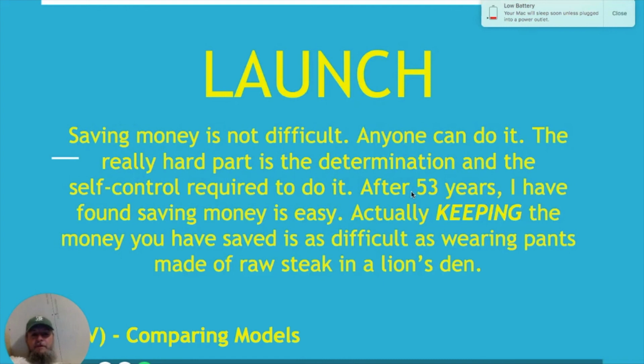All right, I'm going to leave you with this. Saving money is not difficult. Anyone can do it. The really hard part is the determination and the self-control that is required to do it. Now, after 50 years of attempting to save money, I found it is very easy to do. But keeping that money you've saved is as difficult as wearing pants made of raw steak in a lion's den. That is absolutely the truth.